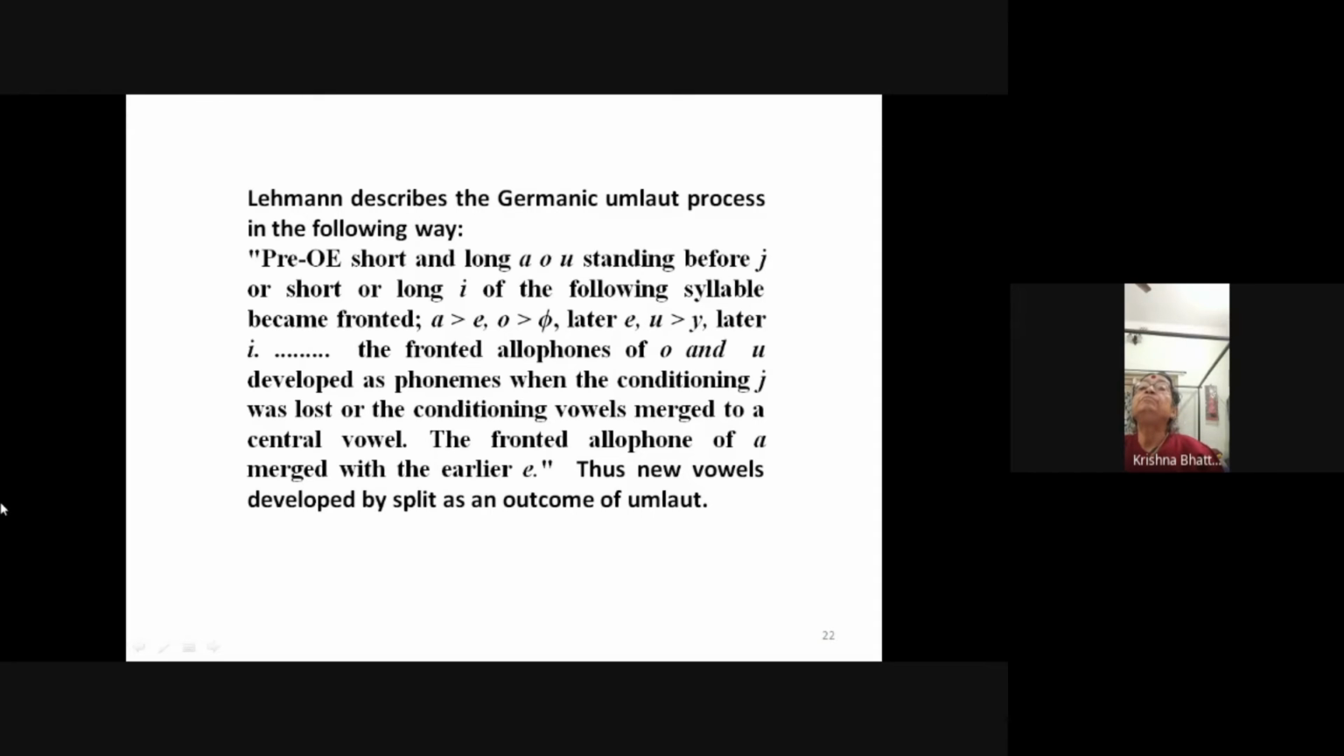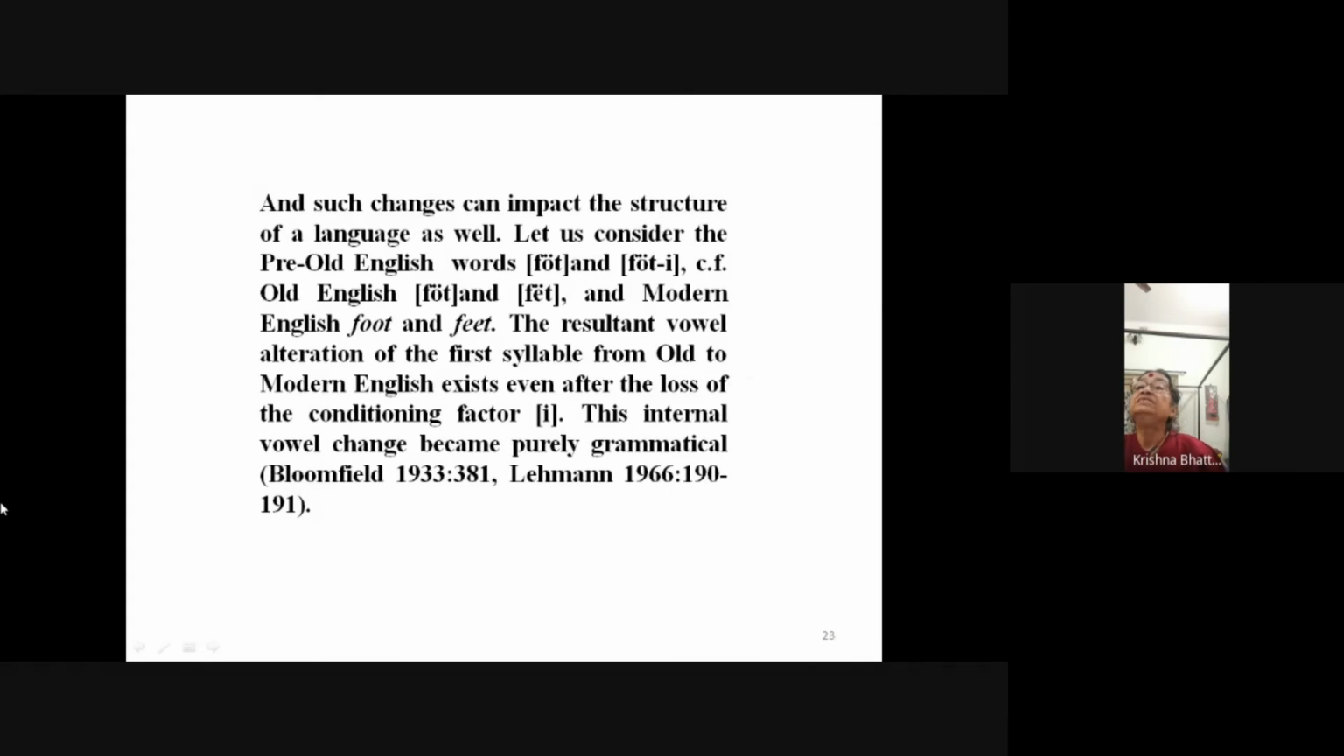Let us consider the pre-Old English words foot and footi. Compare Old English foot and fet and modern English foot and feet. The resultant vowel alteration of the first syllable from Old to Modern English exists even after the loss of the conditioning factor i. This internal vowel change became purely grammatical, as mentioned by Bloomfield and Lehmann. In English, this sound change worked on to a minor extent. There are a limited number of irregular noun plurals, for example, man, men, mouse, mice, goose, geese, and so on.